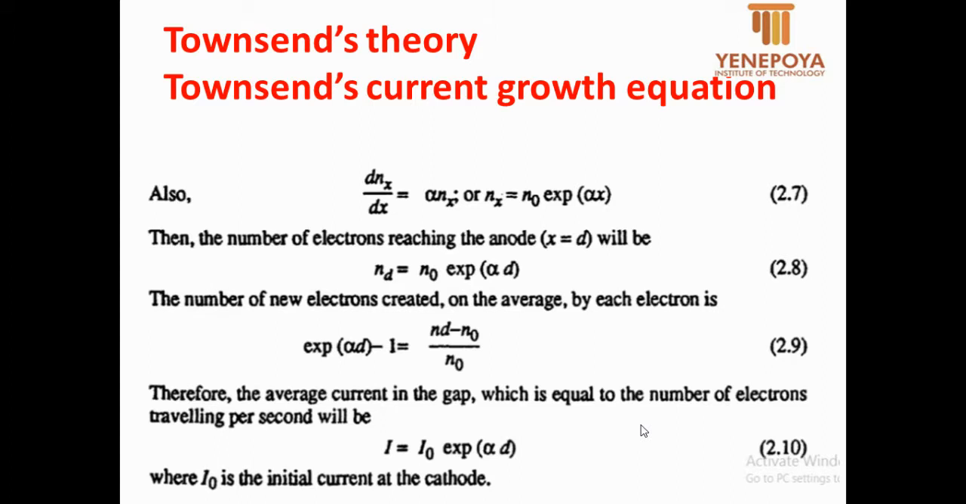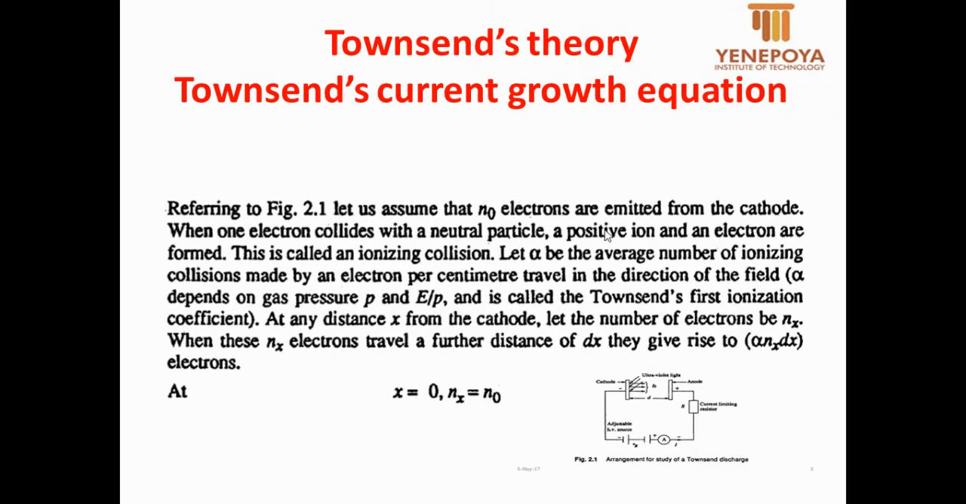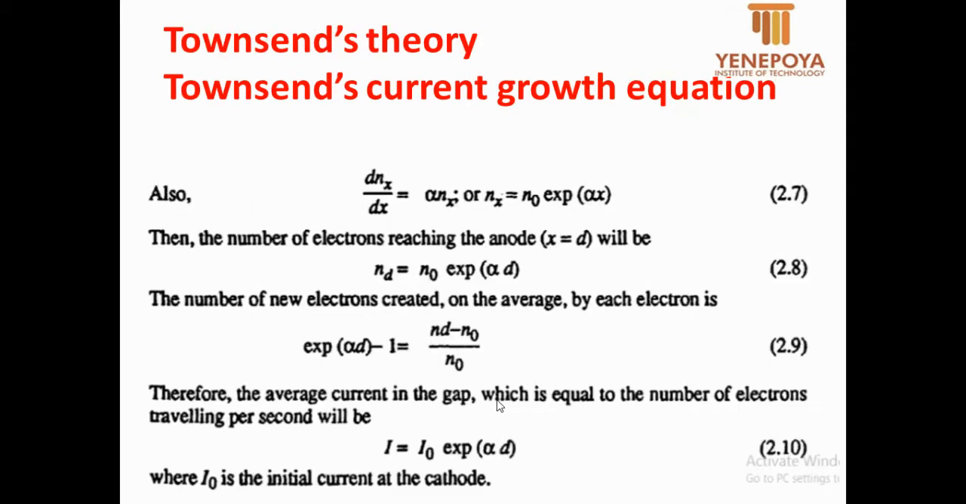Also, dnx by dx equals alpha nx. Integrating, nx equals n naught times exponential alpha x. We call this equation 2.7.